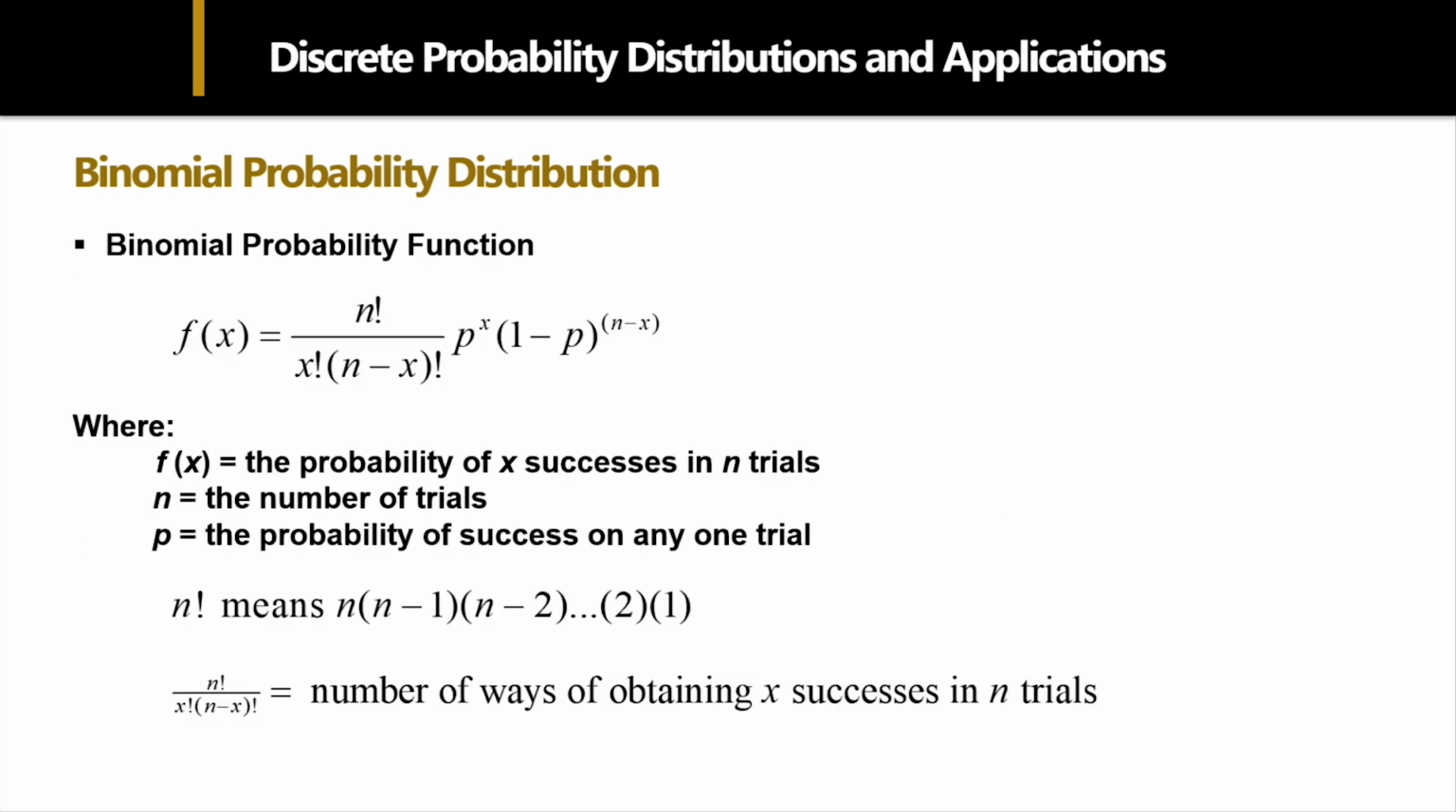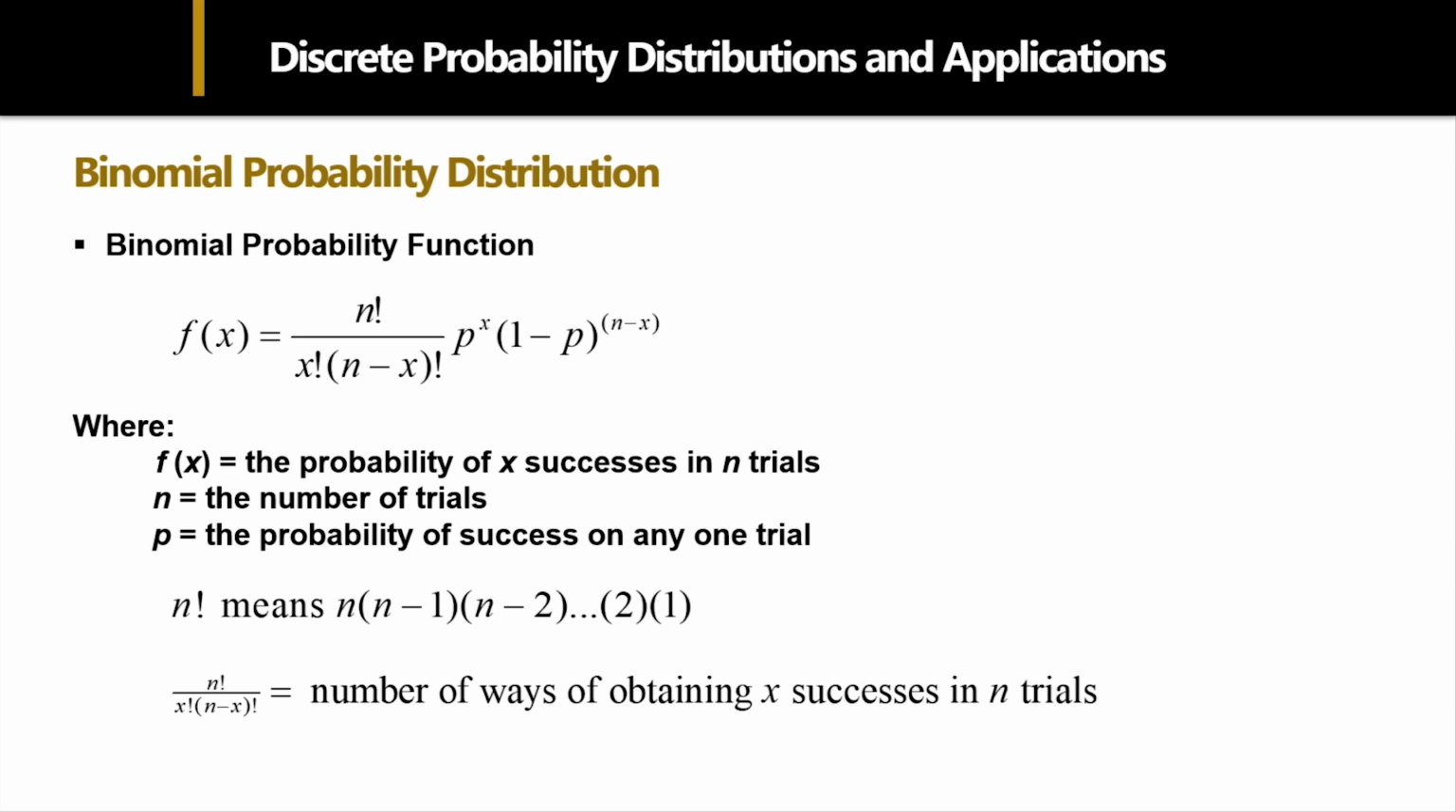It takes on this probability function here, where the exclamation point in math means factorial. So n factorial means n times the integer below that, times the integer below that, until you get to 1. The n factorial divided by x factorial multiplied by n minus x factorial is the way you calculate the number of ways of obtaining x successes in n trials.